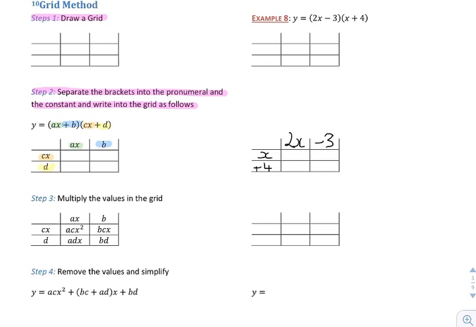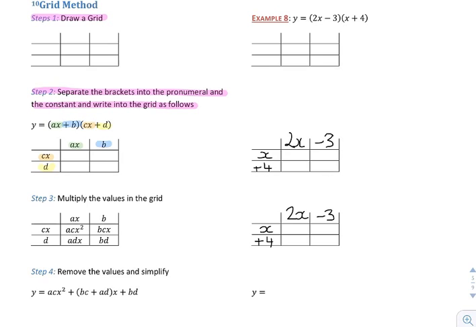We then have to multiply the values in the grid. So step 3 is to multiply those values that we've put into our grid. Now when you are doing this, my advice is you only ever have one grid. For the purpose of this example, I've got more than one. This grid's just like a normal multiplication grid.